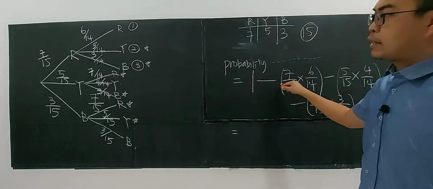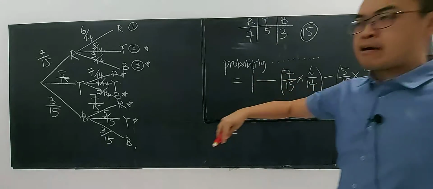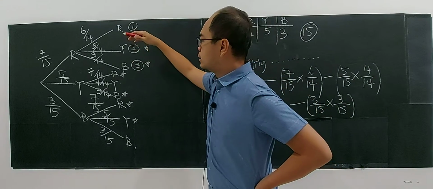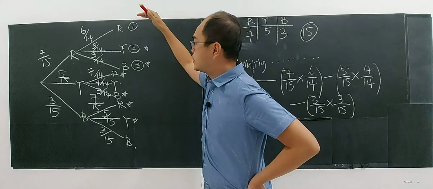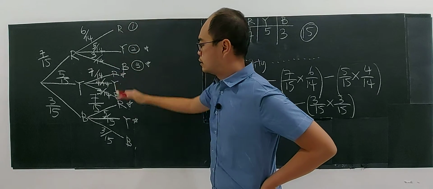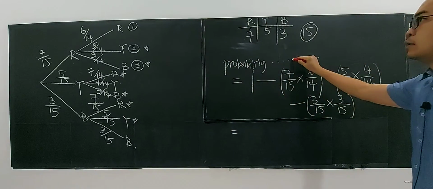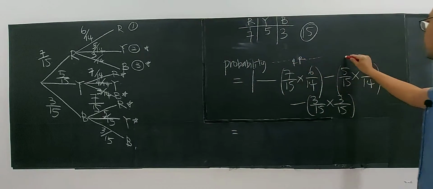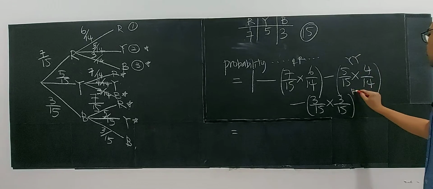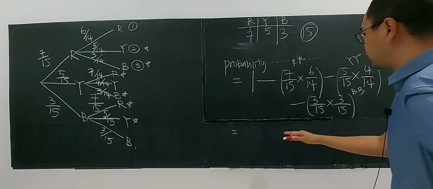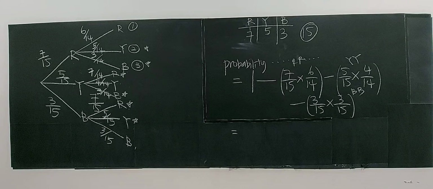Why am I taking 1 minus? Because 1 means every possibility. Minus away the probability that you're getting the same color, right? So the rest will be getting double red, yellow, yellow, blue, blue, and the rest will be the probability for different colors, right? Okay, let's calculate.